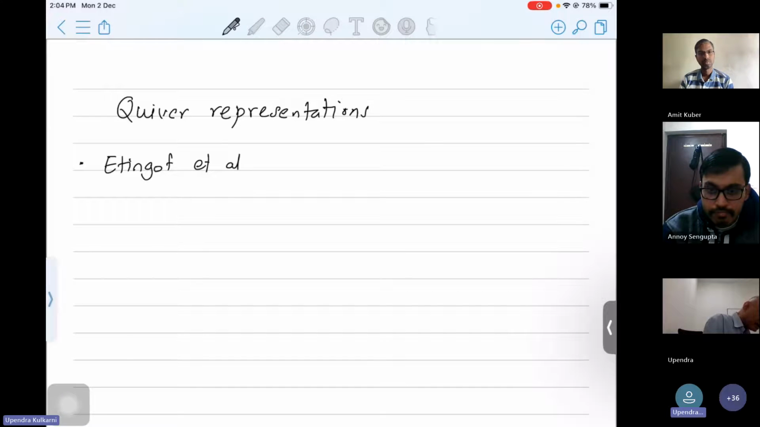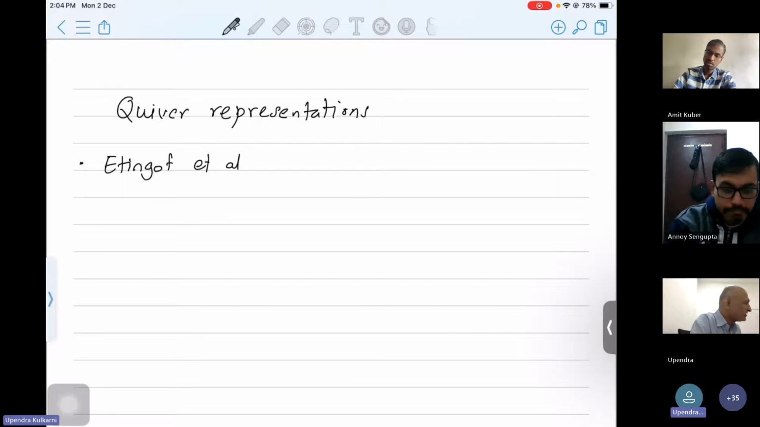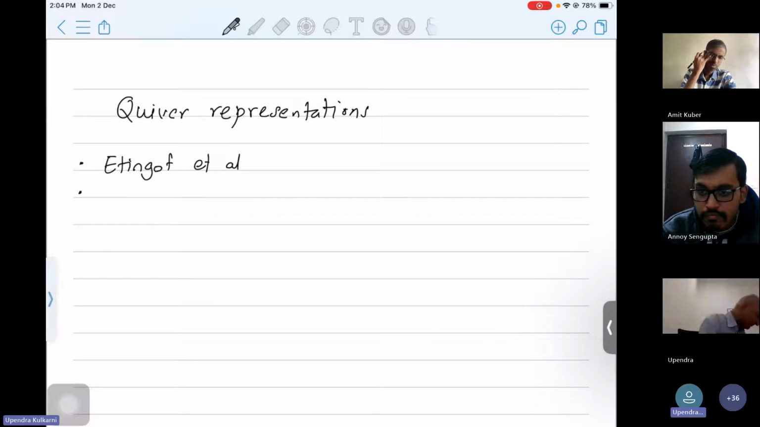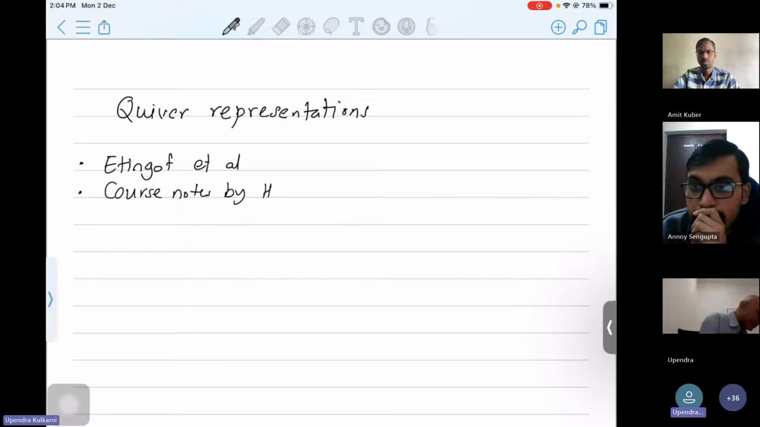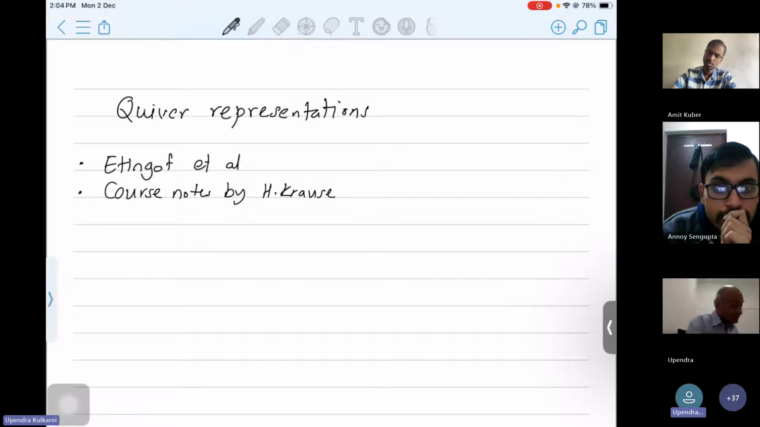Etingof and others, which is called, I think, an introduction to representation theory or something like that. It's a modern introduction, which does not just finite group representations, but also Lie algebras and quivers. It does several things at once. It's a fairly elementary book, and it has a treatment of the main theorem that we are going to see. There is another one that I'm following, which is course notes by Henning Krause, and these are there on the archive, for example.